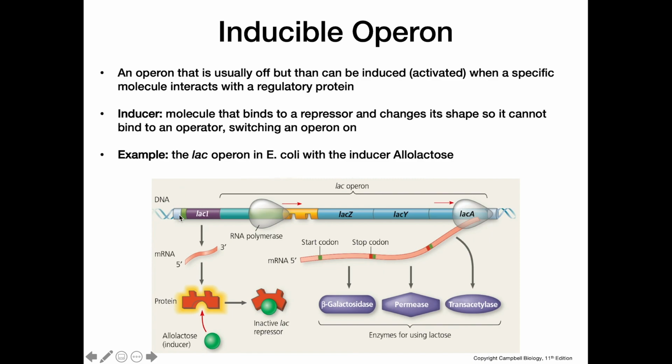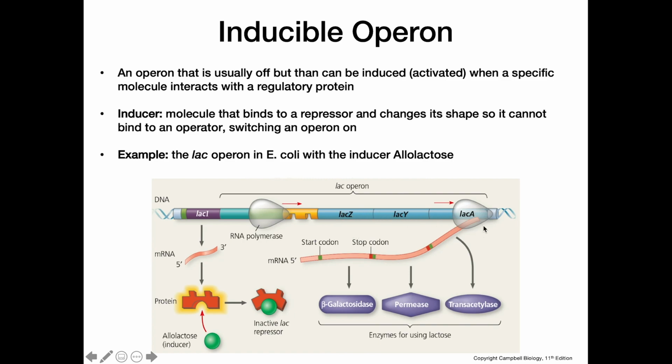We have a regulatory gene right here, which is going to produce this regulatory protein, so that will be our repressor. In inducible operons, the repressor is produced in an active form, so that when this inducer is not present, the repressor is capable of binding to the operon and suppressing the transcription of these genes. However, when our inducer is present, which for the lac operon is this molecule called allolactose, it will bind to this repressor and change the shape of the repressor. So the repressor is no longer capable of binding to the operator and preventing the transcription of these genes.